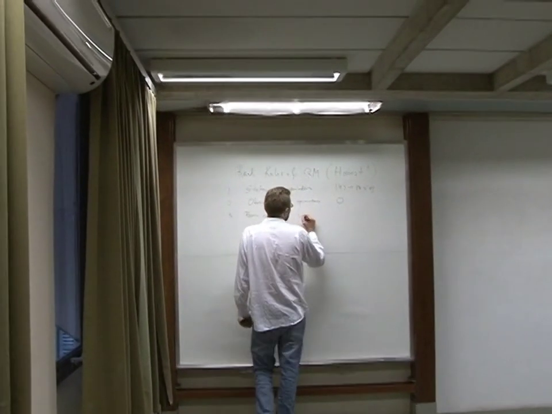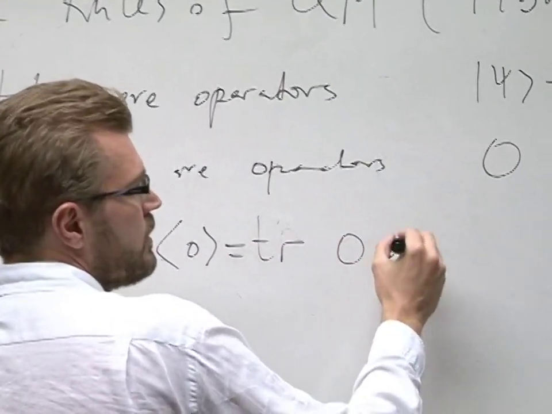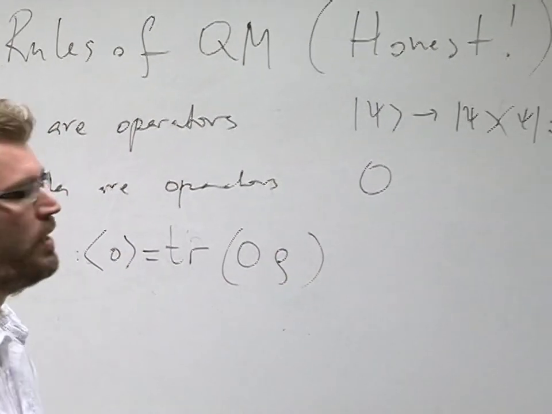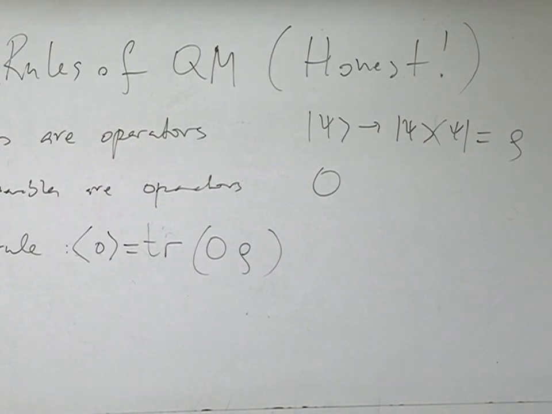So the Born rule ends up being the trace. So the average of an operator is just the trace of that operator times this density matrix, which I just want to shorten to some letter, Greek letter rho. So we tend to use Greek letters there to make it more impressive. It always looks cooler when you use Greek letters. It's just much more sophisticated than the Latin ones.